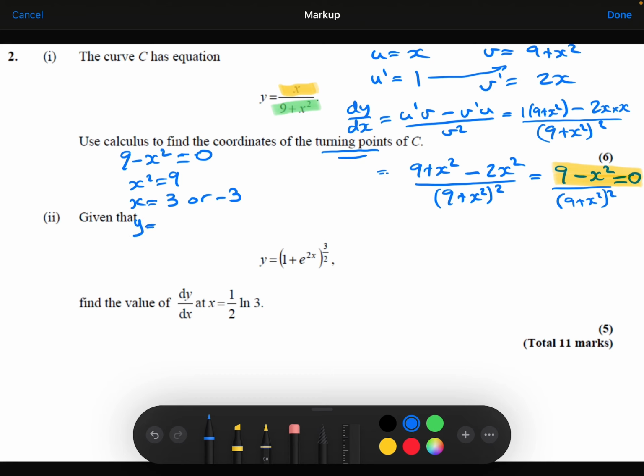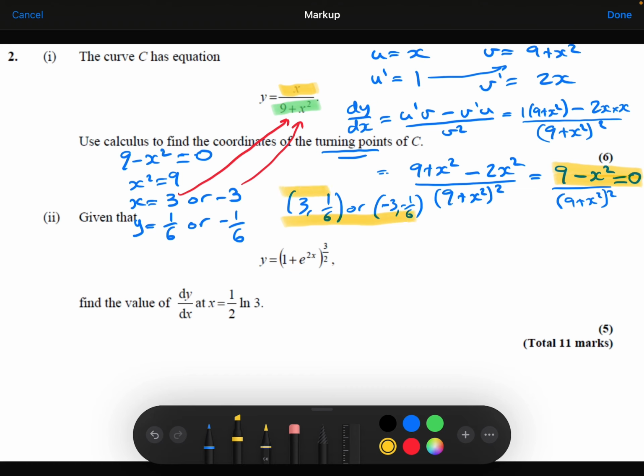We can now get the y coordinates by taking these values and substituting them back into the original expression. When I substitute 3 into that, I get 1/6. When I substitute minus 3, I get minus 1/6. So the coordinates of the turning points are 3, 1/6, or minus 3, and minus 1/6. Those are my answers for part I. Now let's move to part II.